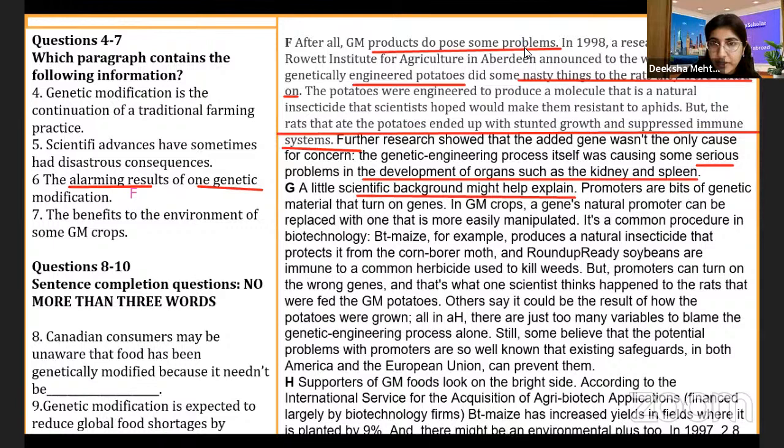The first sentence of the paragraph itself tells you that it's giving you the bright side, the good things of the GM crops. And here it says, International Service for the Acquisition of Agri-Biotech. That's another hint, agri, agriculture, right? BT maize has increased yields in fields. It has increased the productivity, and there may be an environmental plus too. So there is an environmental advantage as well. So that means my answer number 7 is paragraph H. All right. Any doubts?